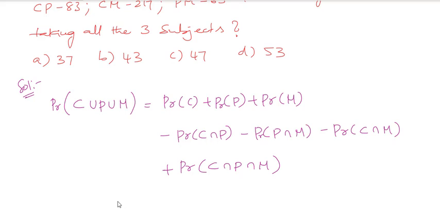So now they asked how many students are taking all the three subjects. That means this is what is required. All the three subjects means the intersection part you have to calculate, and the rest of the things they have given.